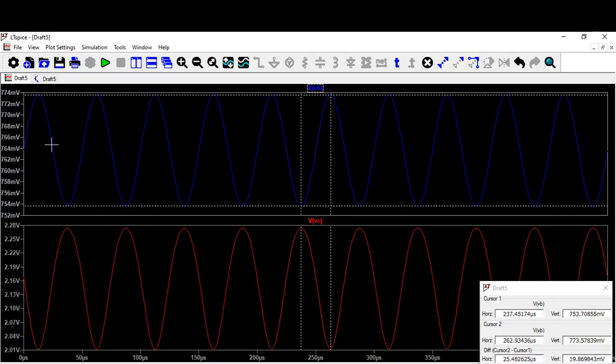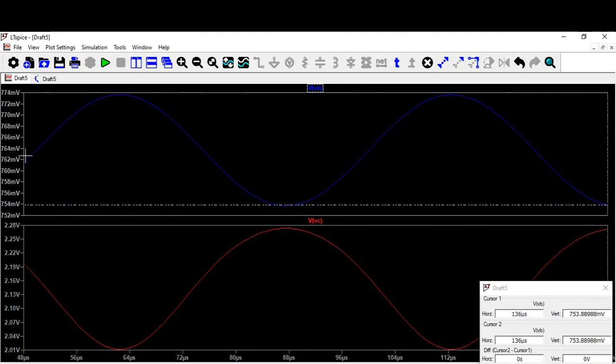When the input voltage is reducing, can you see the output voltage is increasing? Just zoom it out. See here, the input is increasing, the voltage at the collector is reducing. So when the input is reducing, actually the voltage at the collector is increasing. Now let us see what is the peak to peak of output.